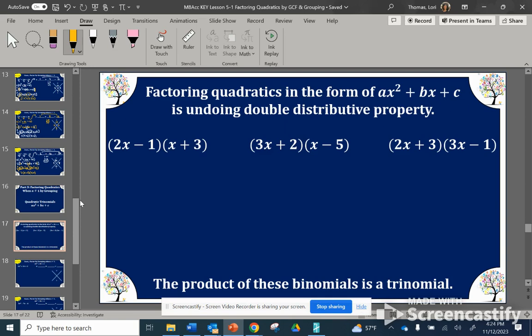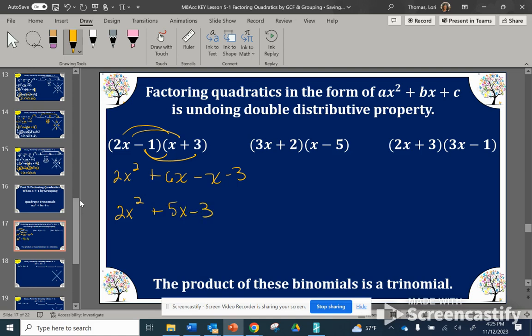So you can see that in the other examples, both binomials were x. This time, we're going to have a coefficient other than just both being 1. So we're going to multiply again, 2x times x, that's 2x squared, plus 6x, and now distribute the negative 1. And again, we have 4 terms before we combine. And we can see our a is not 1.